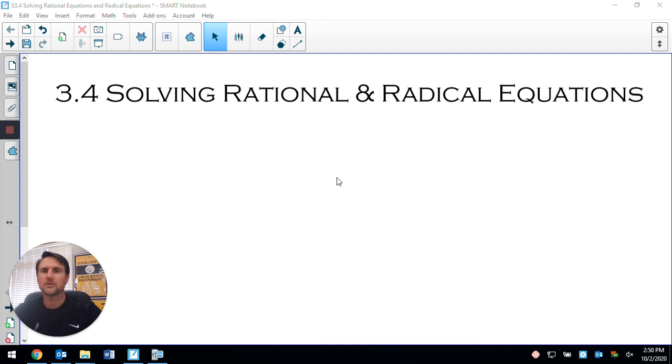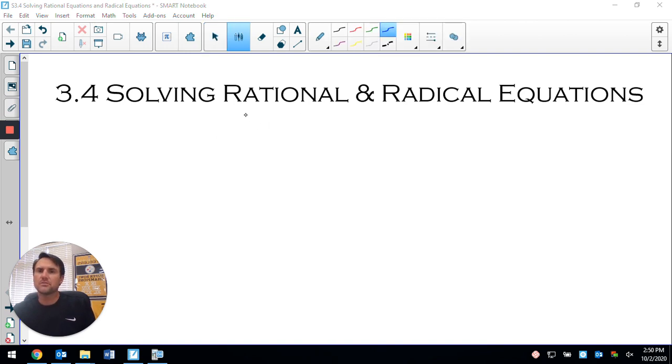We are going to be taking a look at solving rational and radical equations. If you don't remember what those words mean, rational are things that have ratios or fractions. And so you can imagine solving some proportions, where we would have to possibly cross multiply. And you can do that as long as there is one fraction on each side of the equation. That is always a technique we can use.